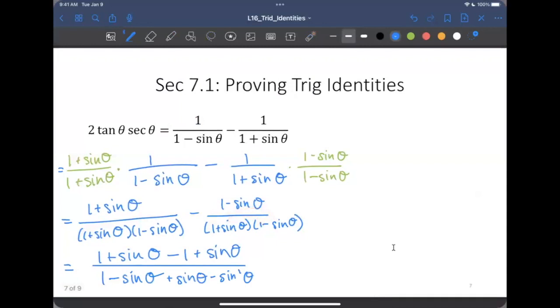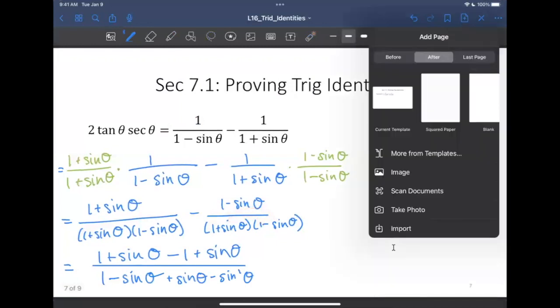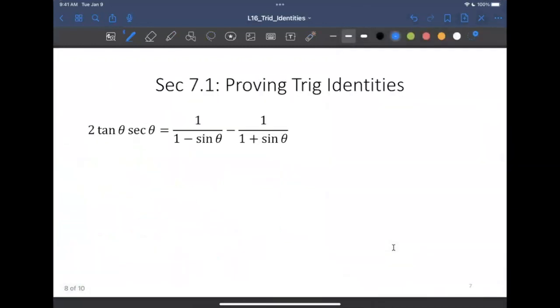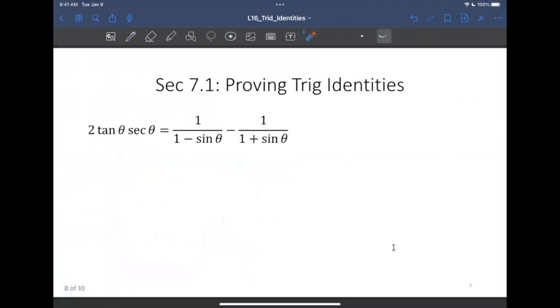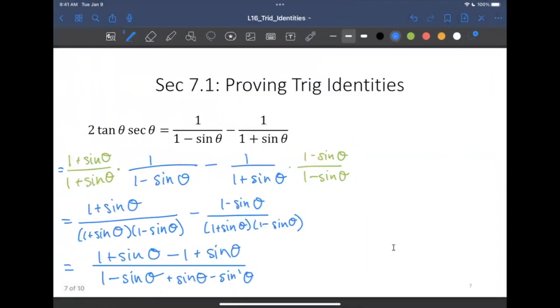Okay, I'm going to add a page so I can keep going. So this is where I left off. Notice that these two, minus sine theta and plus sine theta, cancel out, and here the 1 and the negative 1 cancel out. So on the top, we're left with sine theta plus sine theta, which is 2 sine theta. And on the bottom, we're left with 1 minus sine squared theta.